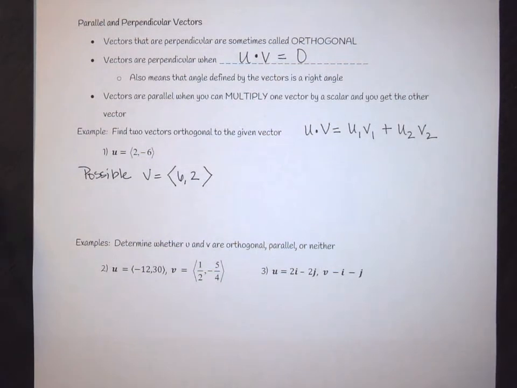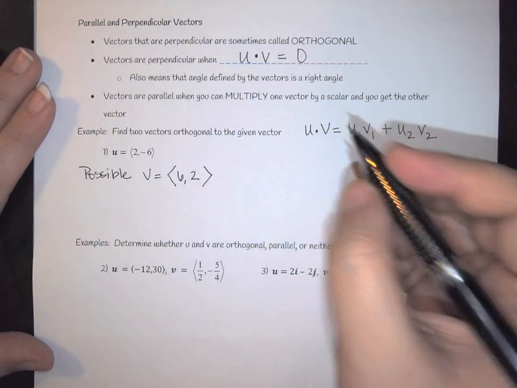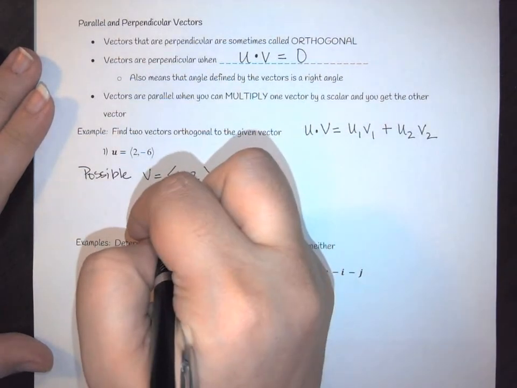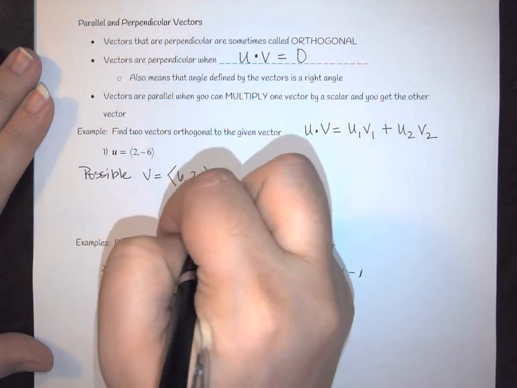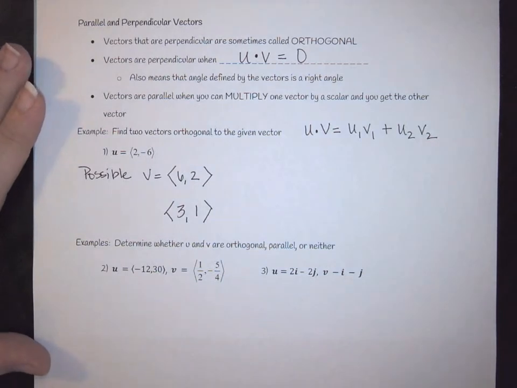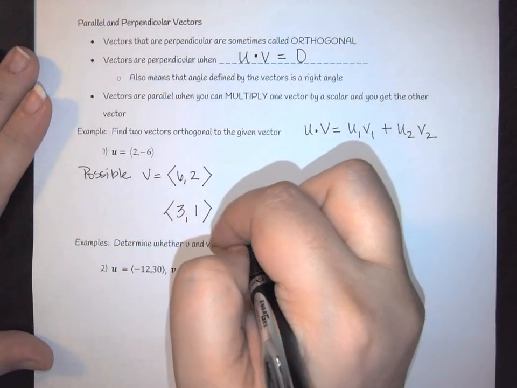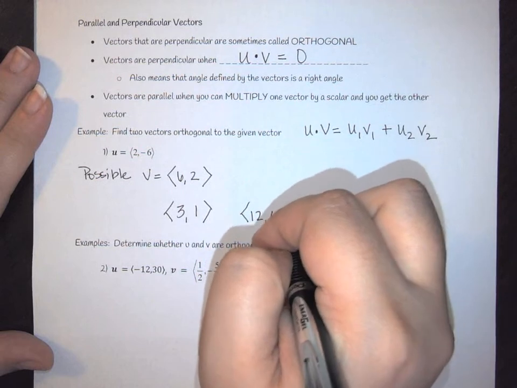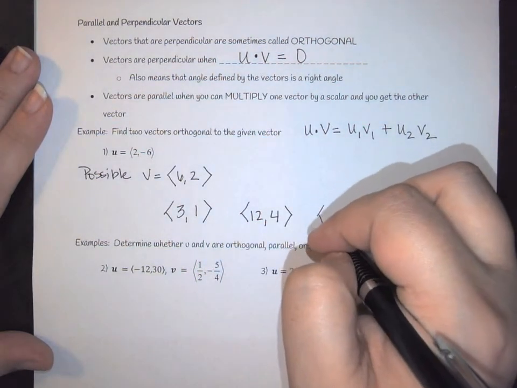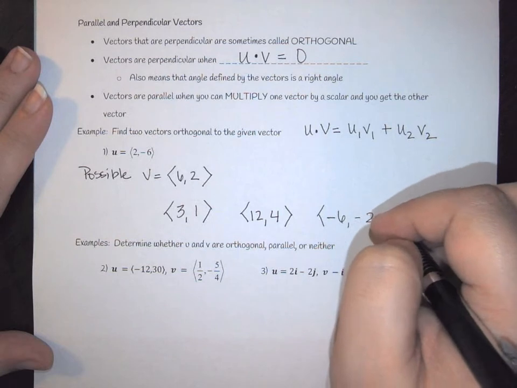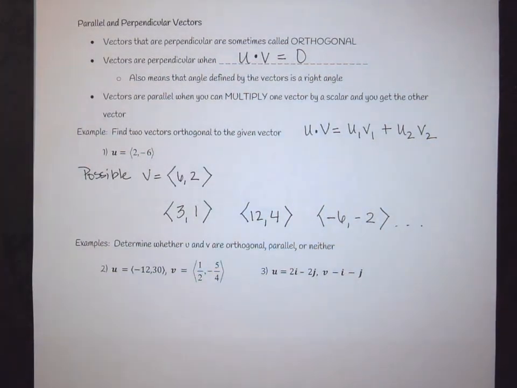Okay? Another possible example would be the vector 3 and 1. Or you could use something like 12 and 4. You could also use negative 6, negative 2, and so on and so forth. There are so many different ways that you could find orthogonal vectors. You just have to get in the habit of being very comfortable with the idea that your dot product has to be 0.